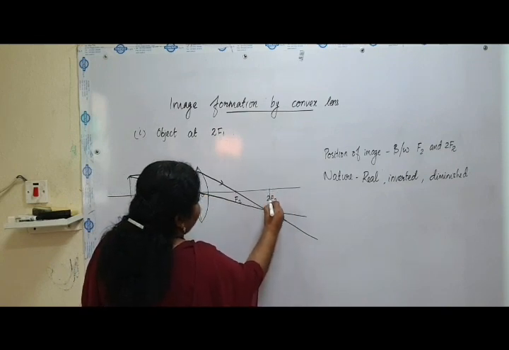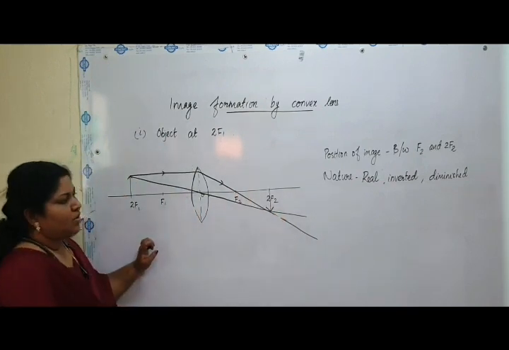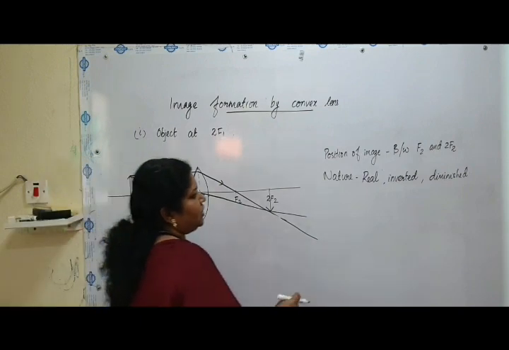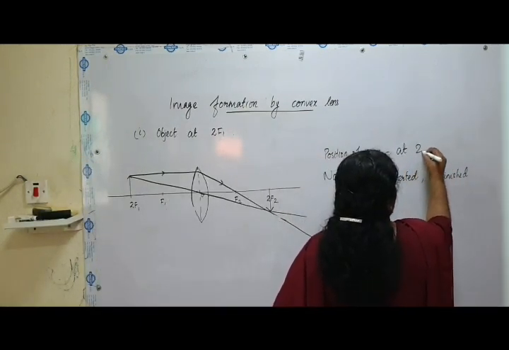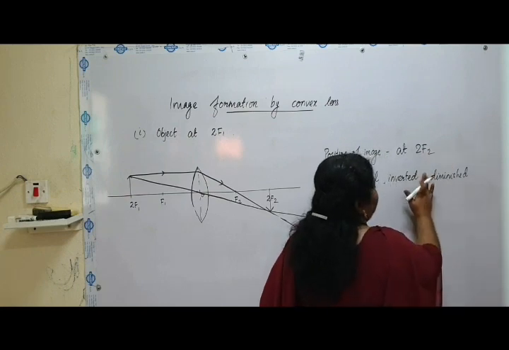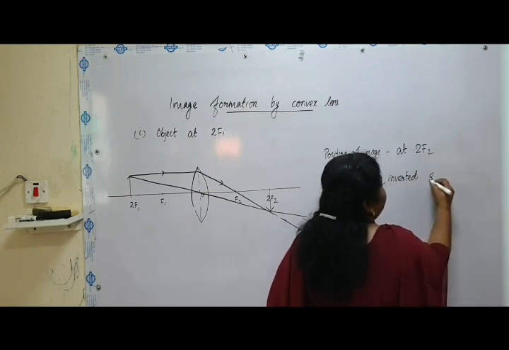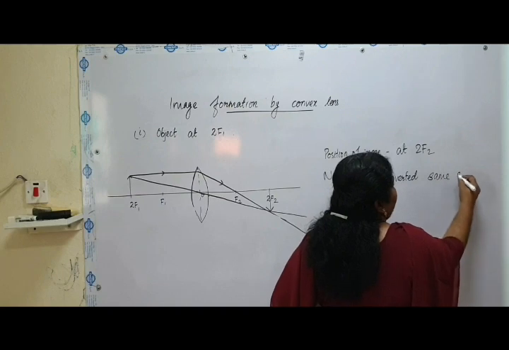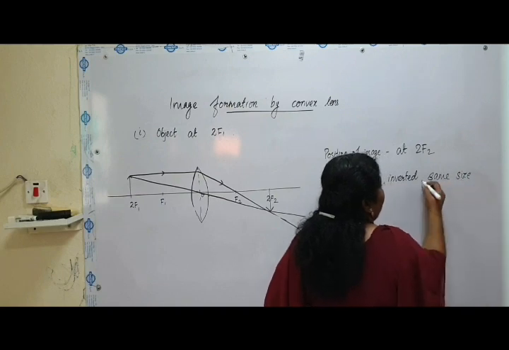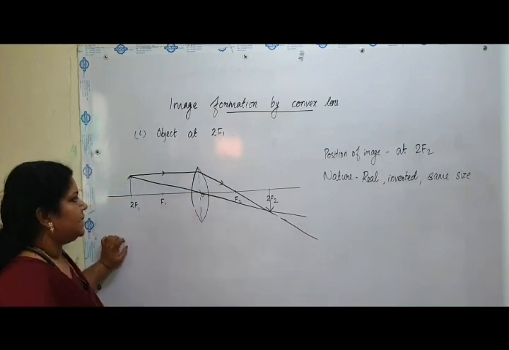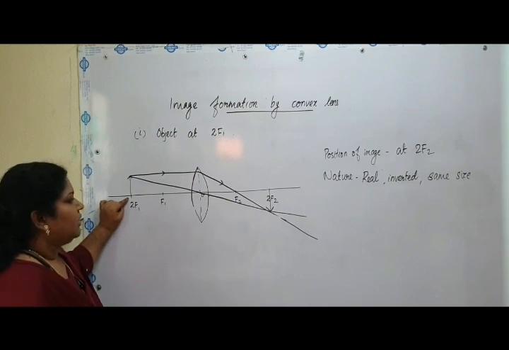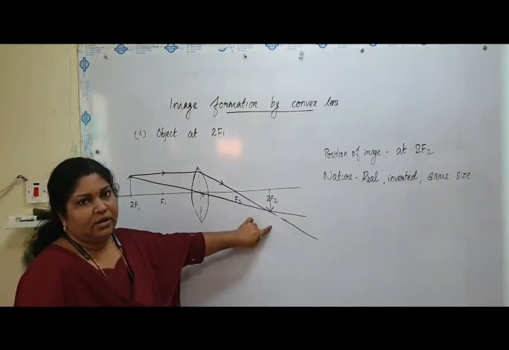So here you can see that the image is formed at 2F2. So the position of the image, it is formed at 2F2. Nature, real, inverted, and same size as that of object. So when we are keeping object at 2F1, the image is formed at 2F2.